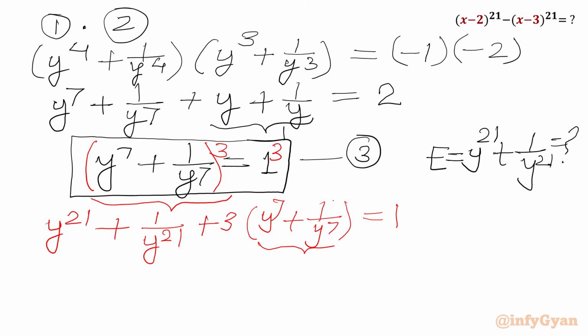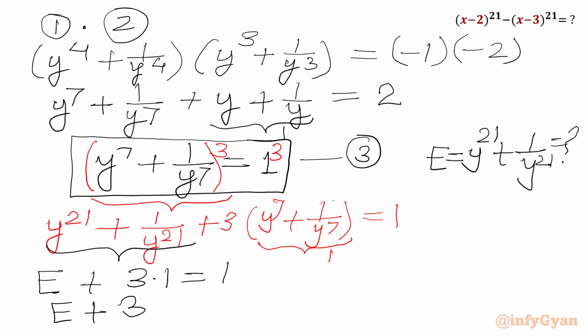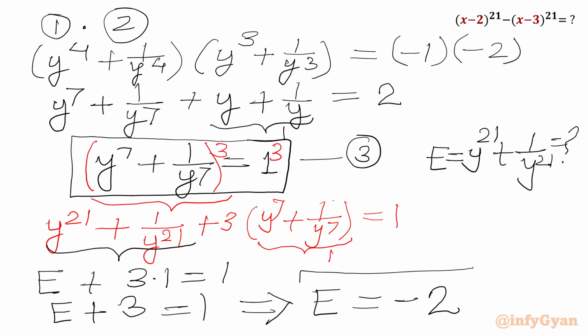Now this, as per equation 3, has value 1. So we are going to get our answer, the required expression E. This is E. E plus 3 times 1 equal to 1, or E plus 3 equal to 1. So from here we will get E equal to 1 minus 3, which is minus 2. So our required expression will be minus 2.